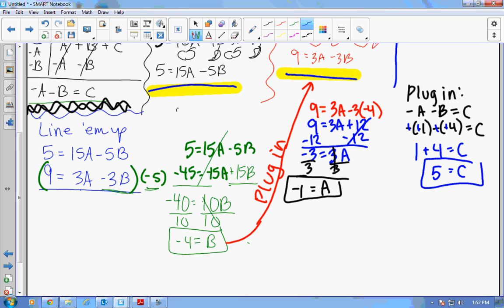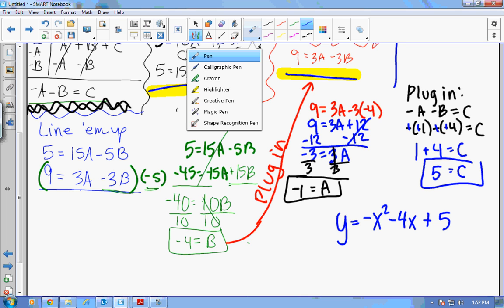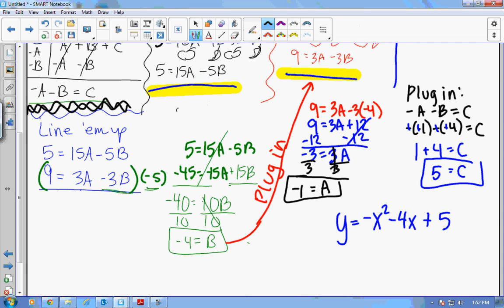So we can write our answer. Y equals ax squared plus bx plus c. Y equals, what's A? Negative 1x squared plus b. What was b? Negative 4x plus c is positive 5. This is one gigantic problem.